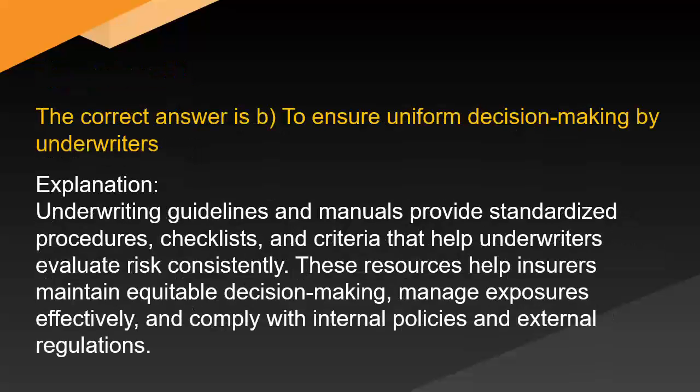The correct answer is B. To ensure uniform decision-making by underwriters. Explanation. Underwriting guidelines and manuals provide standardized procedures, checklists, and criteria that help underwriters evaluate risk consistently. These resources help insurers maintain equitable decision-making, manage exposures effectively, and comply with internal policies and external regulations.